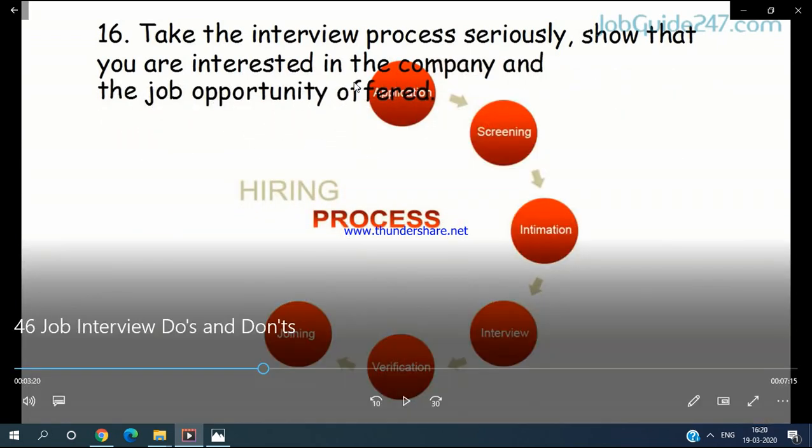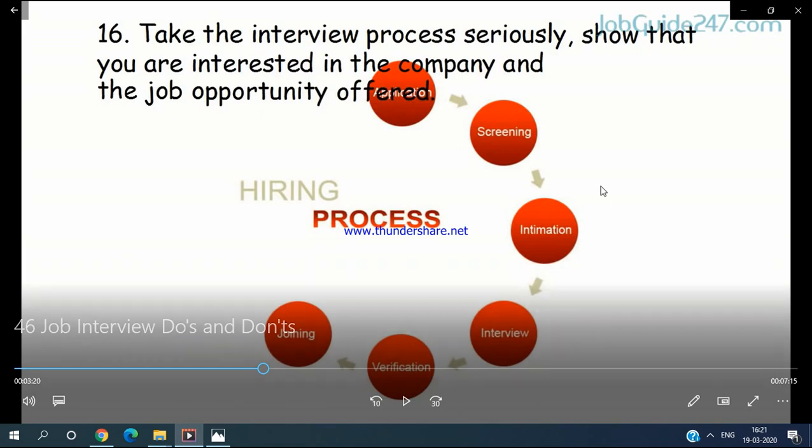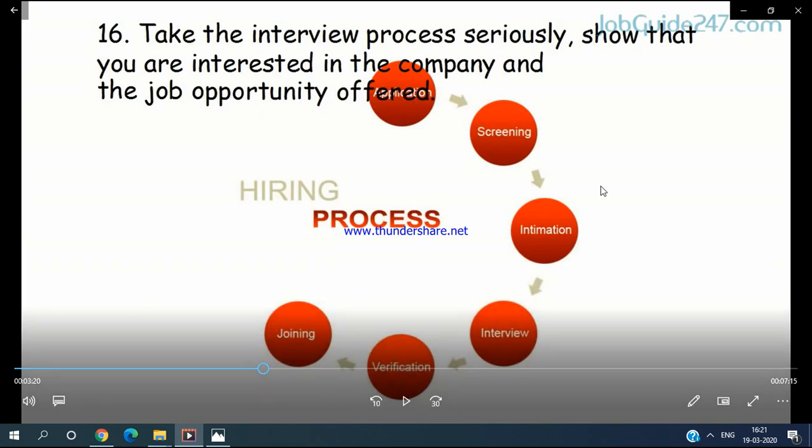Okay, take the interview process seriously. Show that you are interested in the company and the job opportunity offered. Very good. This is very important. I have noticed many times, like in job fairs and group discussions, even in face-to-face interviews, sometimes those who come to give the interview show with their answers that they are not interested at all. Like agar unko job nahi bhi milegi to koi baat nahi, thoda aisa feel karate hain wo log. That is not good, right?